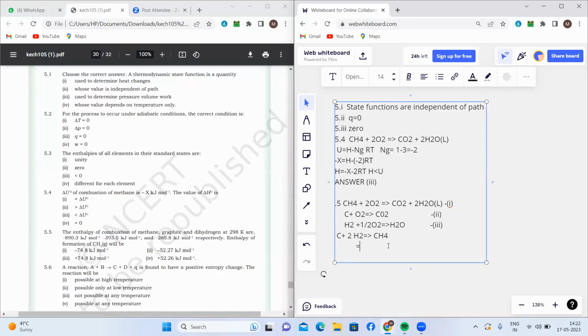So this reaction can be made by reversing the first reaction, that is minus 1. And then I want 1 carbon, so adding the second reaction. And then I want 2H2, but here I have been given 1H2 only. So I have to multiply the third equation by 2 and then add. So plus two times the third reaction.